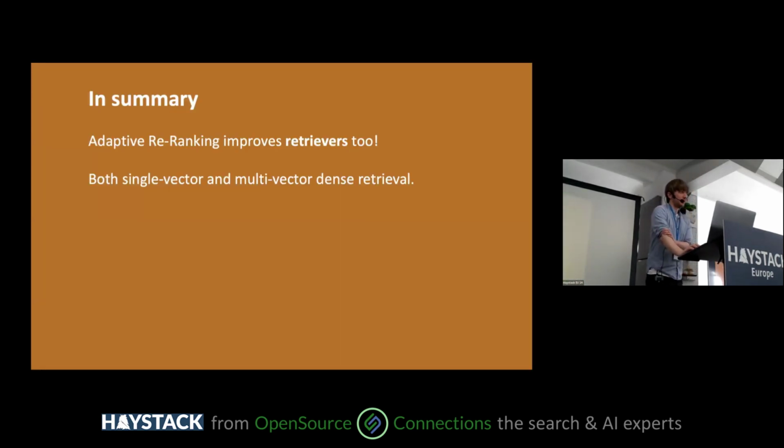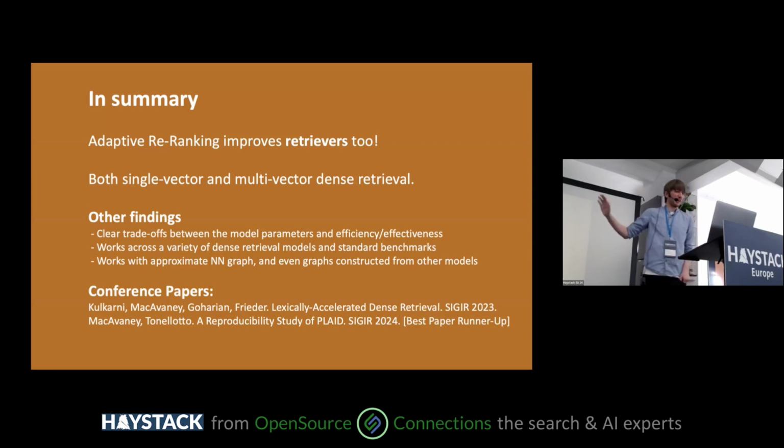Okay, so in summary on the second part, adaptive re-ranking ideas can improve retrievers too, not just re-rankers. So rather than just focusing on these expensive language model re-ranking techniques, we're able to leverage them at the initial search side too to get better results. And it applies to both single vector and multi-vector dense retrieval models, as we've seen. Of course, there are other findings in the conference papers. You can look at these if you're keen.